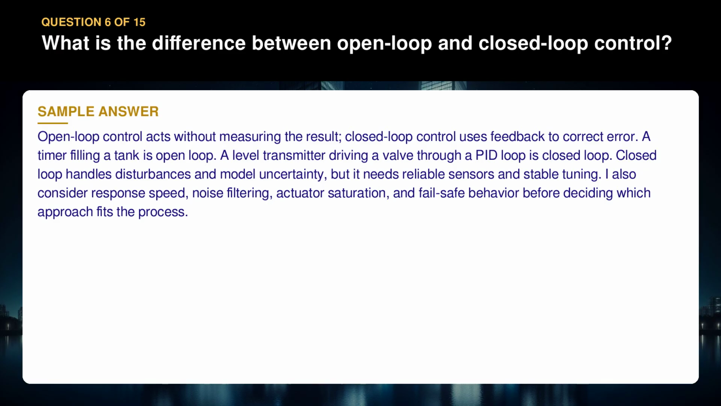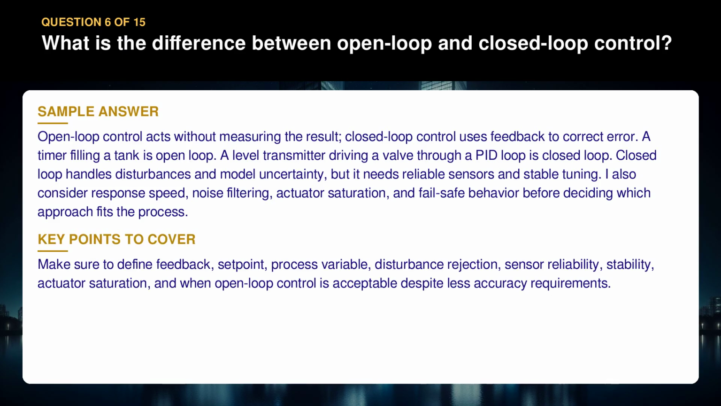I also consider response speed, noise filtering, actuator saturation, and fail-safe behavior before deciding which approach fits the process. Make sure to define feedback, set point, process variable, disturbance rejection, sensor reliability, stability, actuator saturation, and when open-loop control is acceptable despite less accuracy requirements.